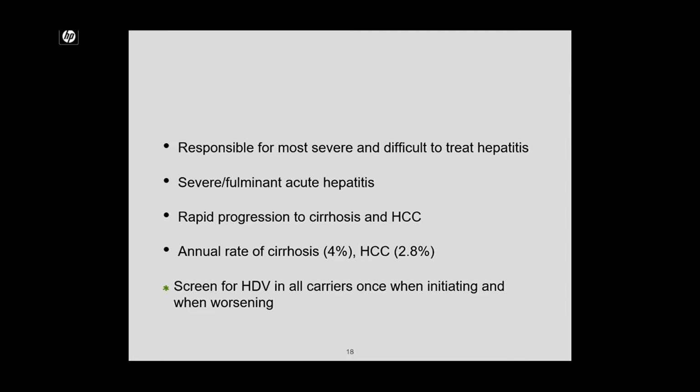So with this, there are some strong recommendations. So this work could look strong, like a screen for hepatitis D virus in all carriers once you diagnose them, or once you plan to initiate antiviral therapy for Hep B, and when there is worsening. So we'll see if this is really supported by the guidelines after we discuss the epidemiology. But considering the severity and the rapidity of occurrence of the disease, such recommendations have been contemplated.